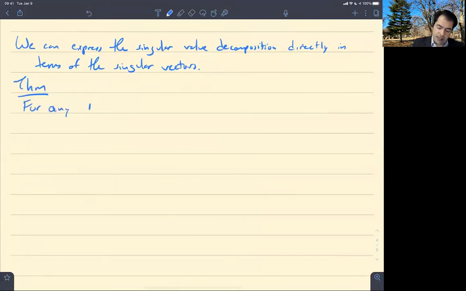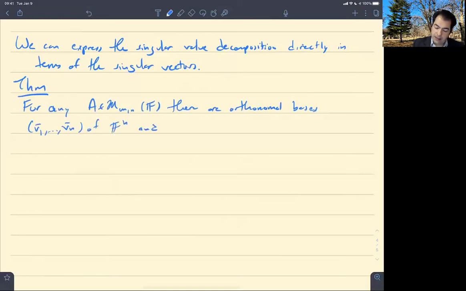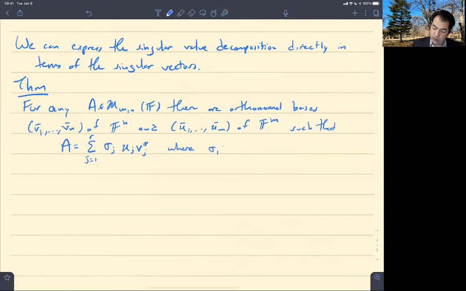So here's the theorem. For any A of size m by n, coefficients in F, there are orthonormal bases v1 through vn of Fn, and say u1 through um of Fm, such that A is equal to the sum, j goes from 1 to r, of sigma j, uj, vj star, where sigma 1 down through sigma r are the positive singular values of A.